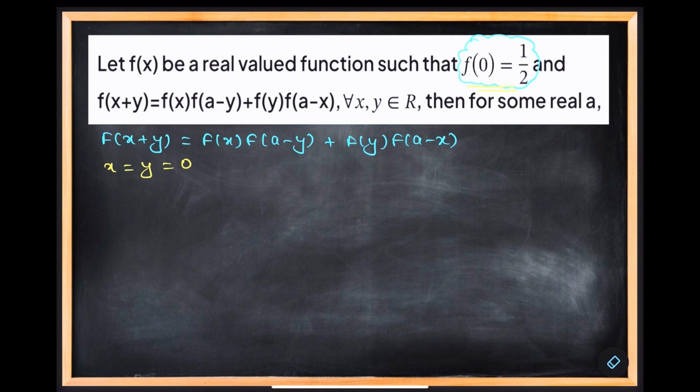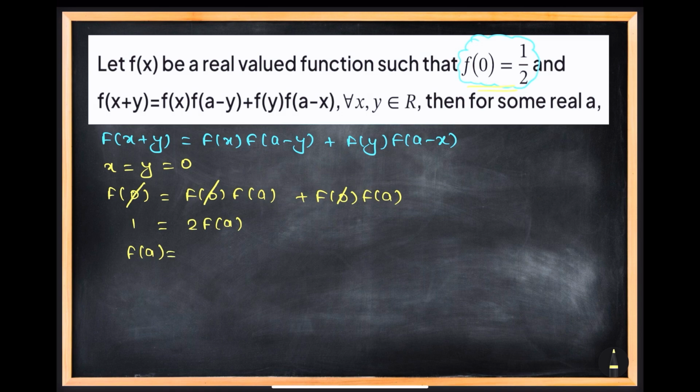So the first step towards the question is we are replacing x and y with 0. So can we write f of 0 equals f of 0 f of a plus f of 0 f of a. Now who is f of 0? Can I divide both sides by f of 0? F of 0 is 1 by 2, so we can divide, and this thing, this thing gone. So can I write 1 is equal to 2 times f of a. So we got f of a as 1 by 2. I hope till this part you guys are super comfortable.